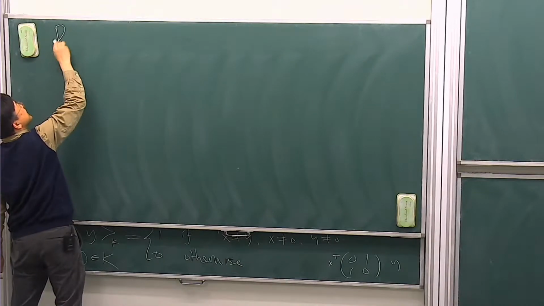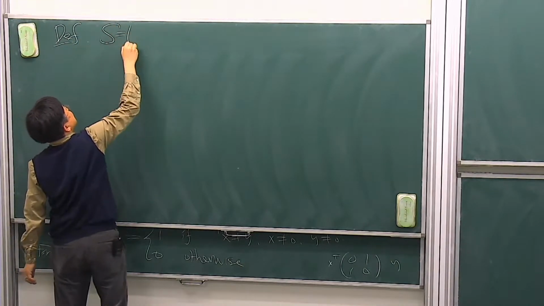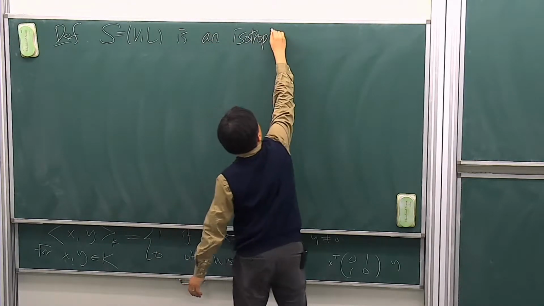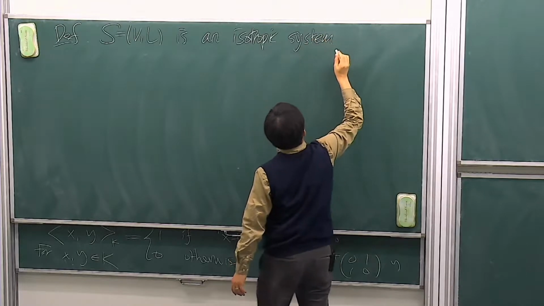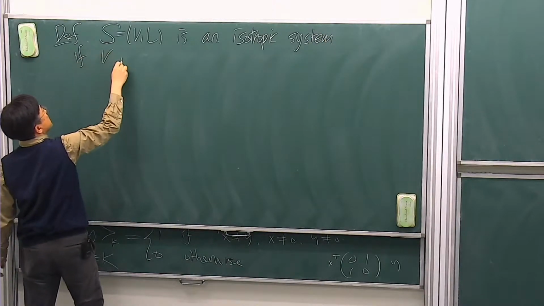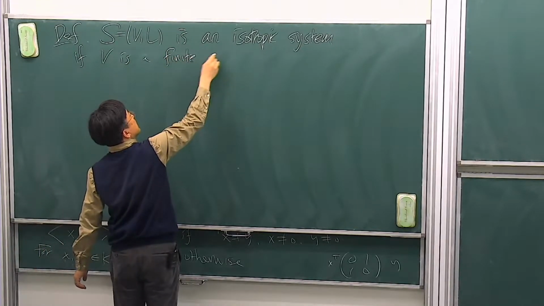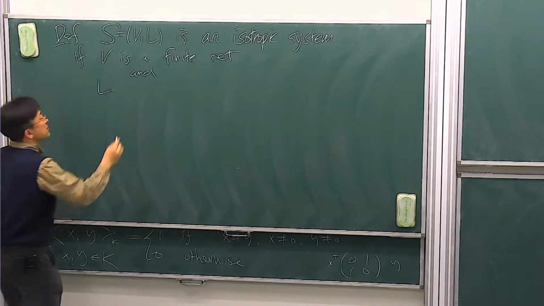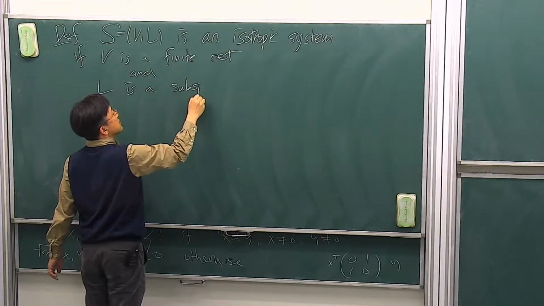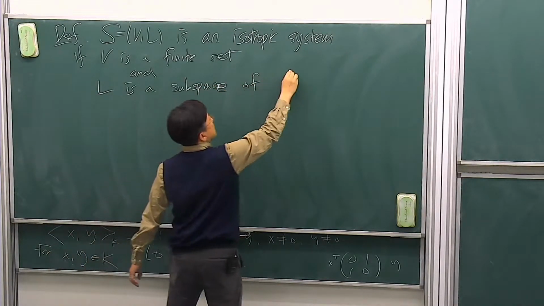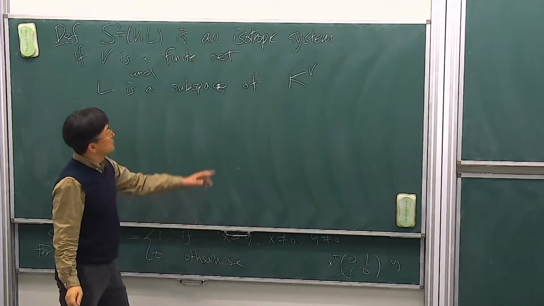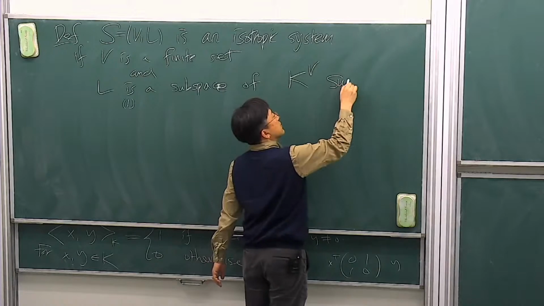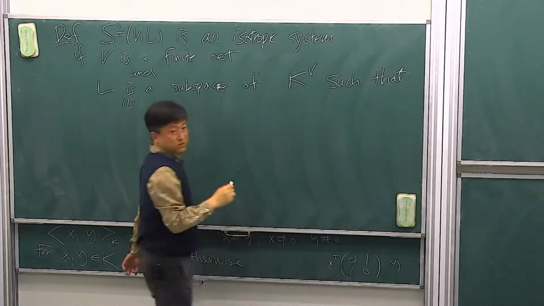So, definitions. S is an isotropic system if V is a finite set and L is a subspace of K to the V such that the two properties hold.